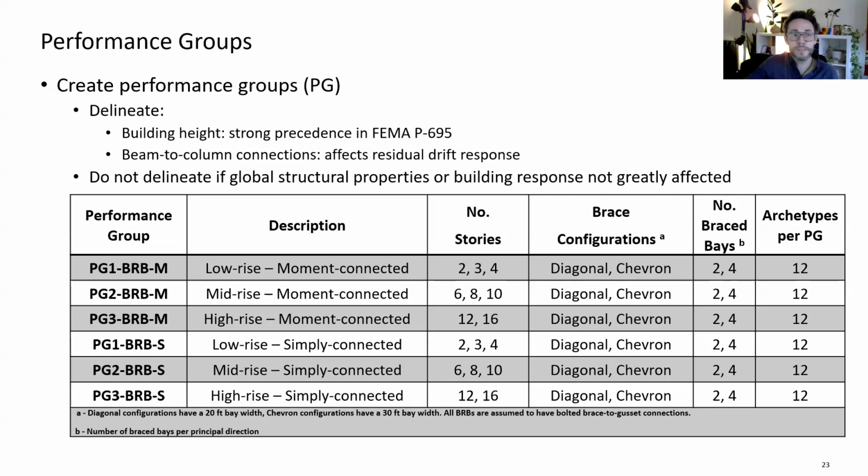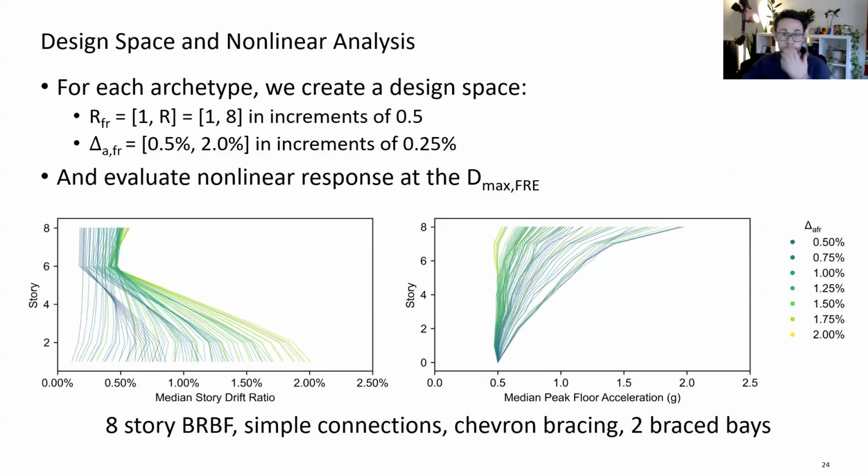So essentially, to develop these design requirements, we're going to be developing recommendations or checking performance across all these different groups. So for each archetype within a performance group, we create a design space using RFR values that go from 1, so an elastic design, to 8, which is the R value used in life safety design for buckling restraint brace frames, and then drift limits that go anywhere from 0.5 to 2%, which that 2% is the maximum allowable in risk category 2 designs for life safety. Now, for each design variation, we're going to evaluate the nonlinear response at the functional recovery earthquake.